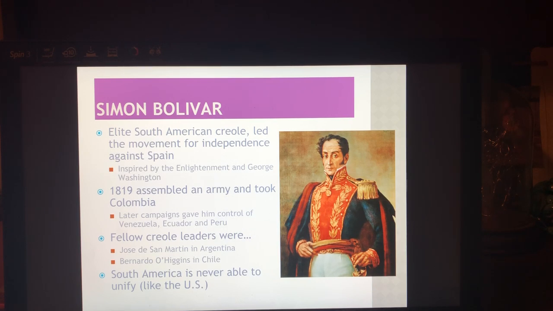And we will see he will assemble an army. He's going to take over Colombia, and then eventually try to gain, in later campaigns, control of Venezuela, Ecuador, and Peru. Other leaders who will follow him, we see Jose de San Martin in Argentina and Bernardo Higgins. We will see that Simon Bolivar had this grand idea to unite all of the Spanish colonies together, but he's never able to.